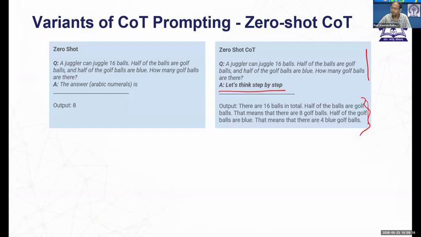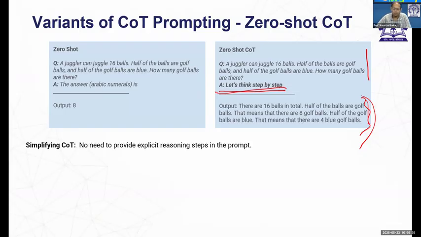So what is the interesting part here? I do not have to give the reasoning part because that is cumbersome for a human to annotate. I just add this particular line: let's think step by step. And if I just add this particular part into the prompt, the LLM automatically figures out the steps through which it can solve the problem. And you can see this one is wrong, but this one is the correct one.